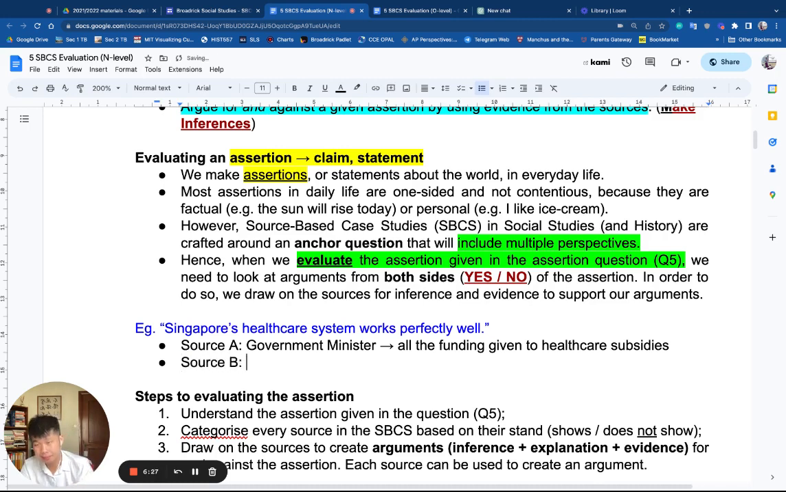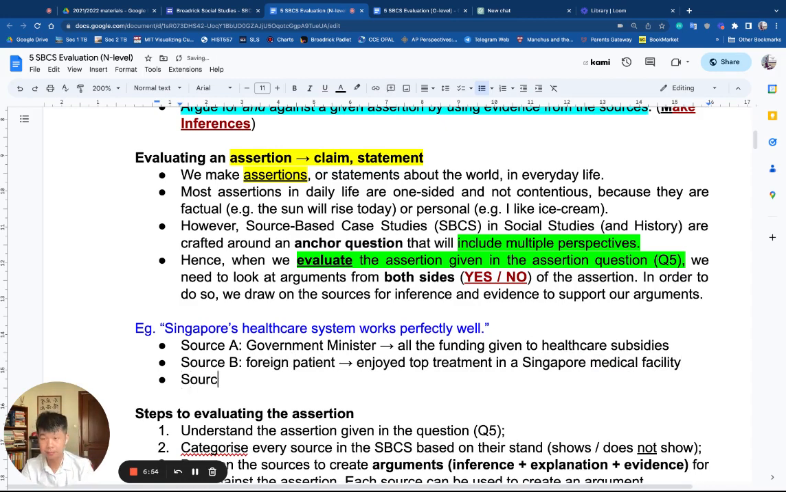Suppose source B is a patient who has enjoyed top treatment in a Singapore medical facility. In fact, this could even be a healthcare tourist, it even could be a foreign patient. Yes or no?